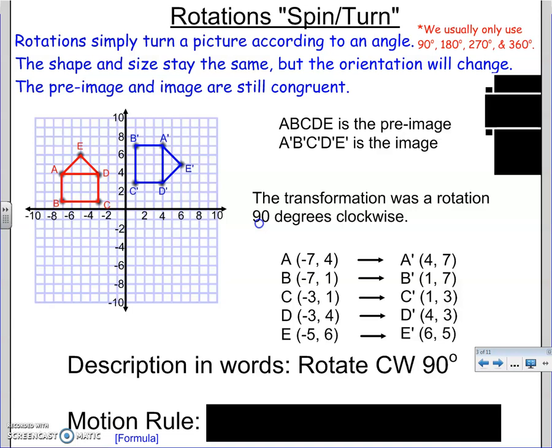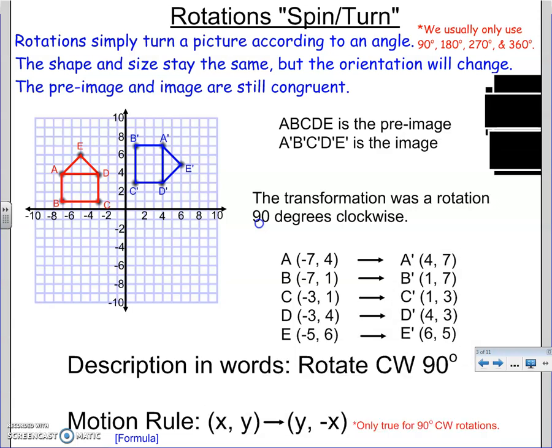So how do they get these points? Technically, you switch X and Y, and then you multiply the X number by -1, because the X turns positive. So that's the motion rule there, but that's only true for 90 degrees clockwise rotations. It does change depending on what the angle is and what direction you went. But for this, you flip the X and Y, the original Y becomes the new X, and the original X you multiply by -1 to get the new Y.